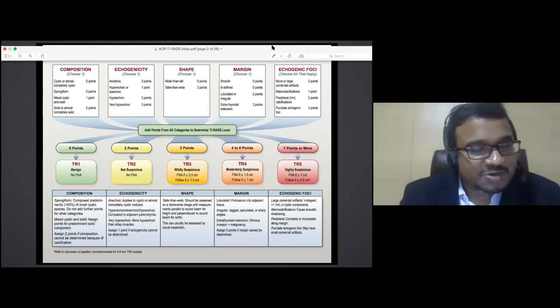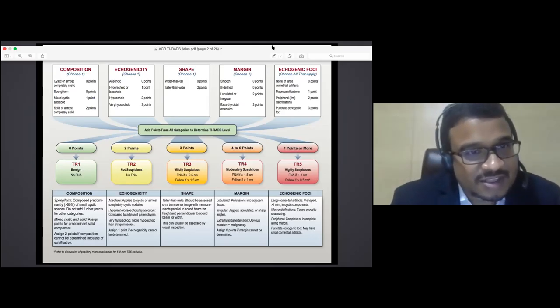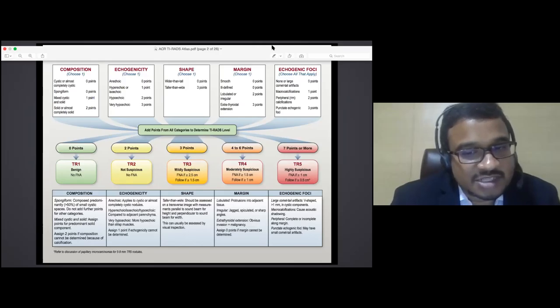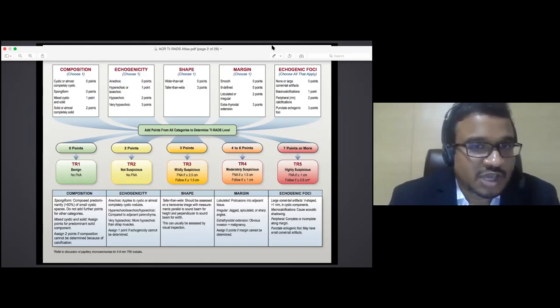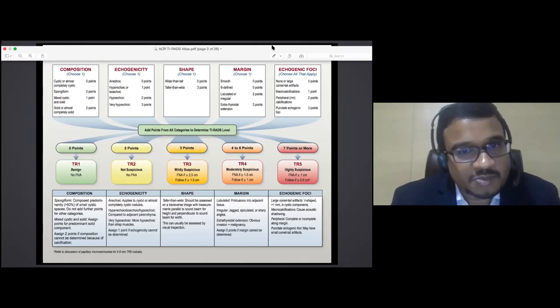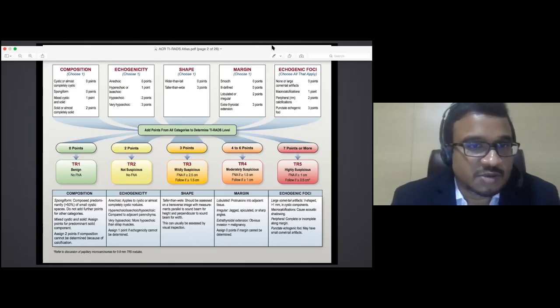So I would just like to add a couple of points to that, sir. It's not like one finding which we can just say is very sensitive or specific. That's where we have to combine all of this: composition, echogenicity, shape, margin, and echogenic foci. So you have to combine all these features, and the risk goes proportionately. As the number of suspicious findings goes up, the suspicion also goes up.